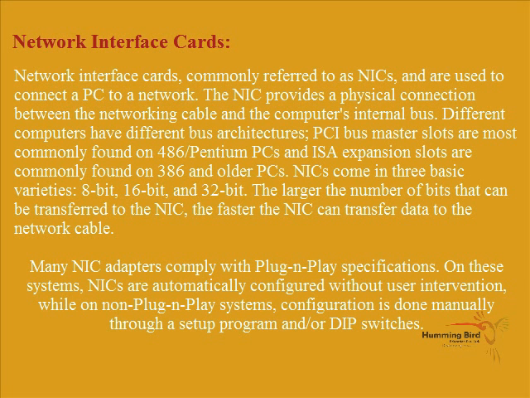PCI bus master slots are most commonly found on 486 and Pentium PCs, and ISA expansion slots are commonly found on 386 and older PCs. NICs come in three basic varieties: 8-bit, 16-bit and 32-bit. The larger the number of bits that can be transferred to the NIC, the faster the NIC can transfer data to a network cable. Many NIC adapters, commonly with plug-and-play specifications, are automatically configured without user intervention, while on non-plug-and-play systems configuration is done manually through a setup program or DIP switches.